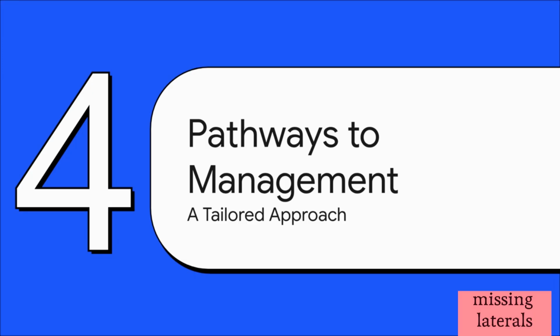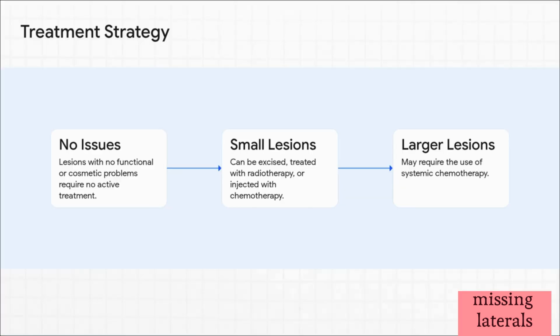And that brings us to our final section, the pathways to management. Because once that diagnosis is confirmed, the treatment plan has to be carefully tailored to each individual person. The treatment strategy really depends on the lesion itself. I mean, if it's not causing any real problems functionally or cosmetically, then active treatment might not even be needed. For smaller lesions, the options could be surgically removing it, using low-dose radiotherapy, or even injecting chemotherapy directly into it. But for larger, more spread-out lesions, that's when a systemic chemotherapy approach is usually necessary.